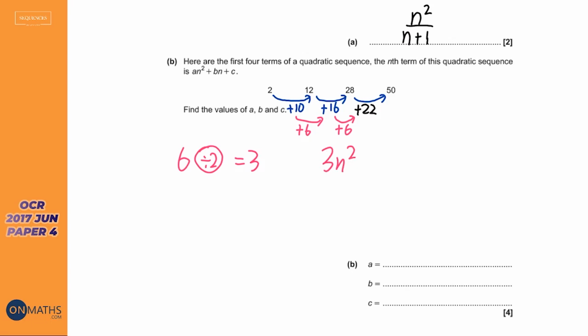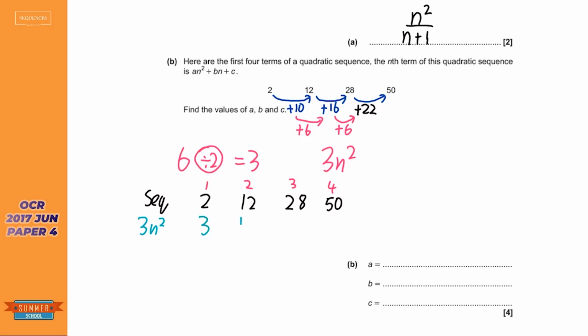Write the sequence again, so it'd be 2, 12, 28 and 50. And this is the first, second, third and fourth term. And this is the sequence. We then write out the 3n squared to remove it from this sequence. So 1 squared times 3, which is 3, 2 squared is 4 times 3, which is 12, 3 squared 9 times 3 is 27, and 4 squared 16 times 3 is 48. Then we get our sequence and we remove that part of it. So we take away the 3n squared.